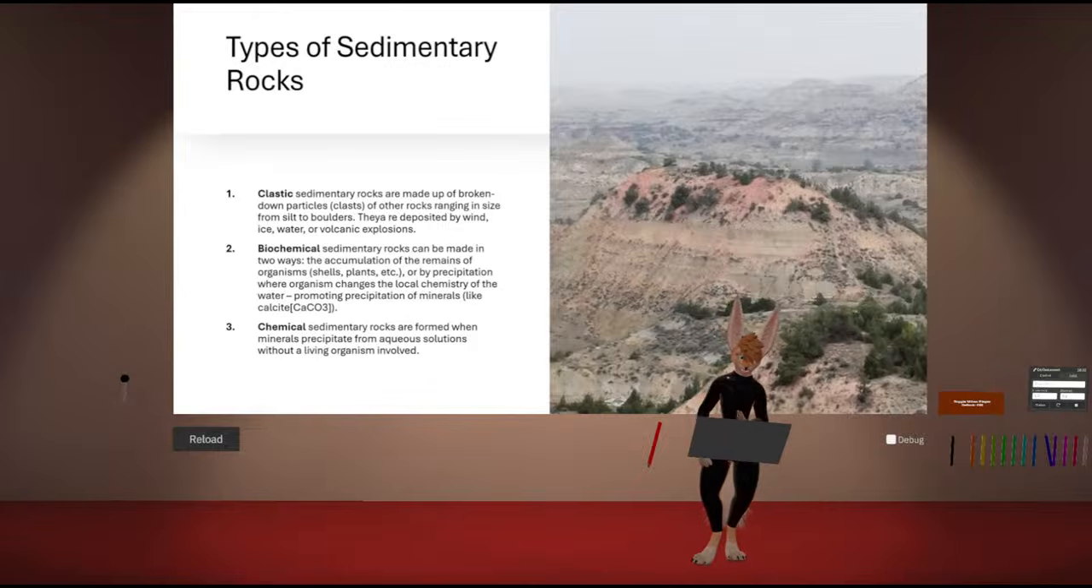Biochemical sedimentary rocks can be made in two different ways: the accumulation of the remains of organisms, shells, plants, etc., or by precipitation, where organisms change the local chemistry of the water, promoting precipitation of minerals like calcite. That's the chemical CaCO3.